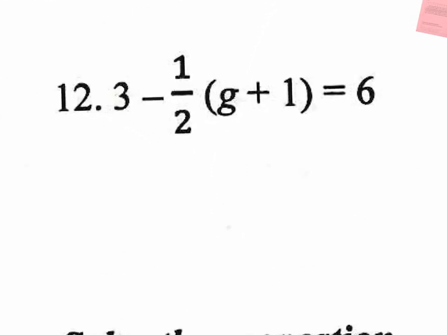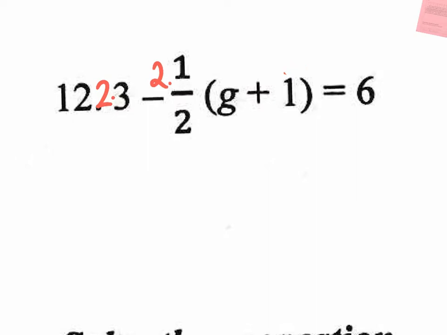Number 12. There's many, many different ways of solving this equation. What would you do, guys? You could multiply everything by 2 to get rid of the fraction, right? So if you did want to multiply everything by 2, you would have to put a times 2 on this 3, a times 2 on the fraction to get rid of the 2. Do we multiply this g by 2 and this 1 by 2? No, do not do that, guys.